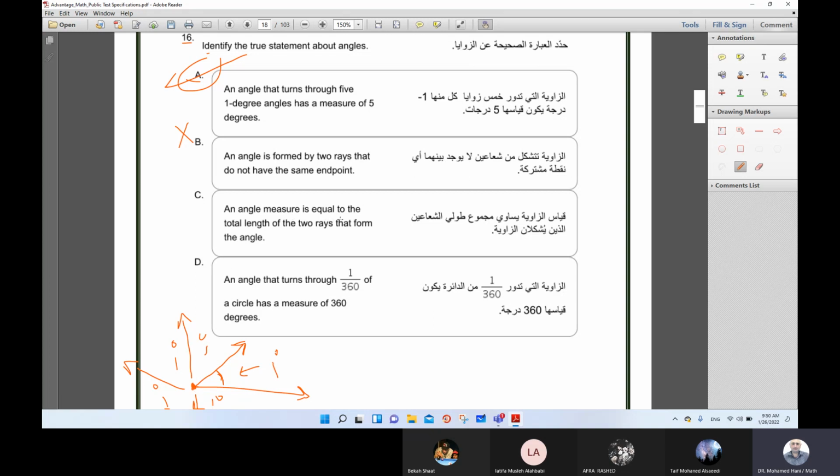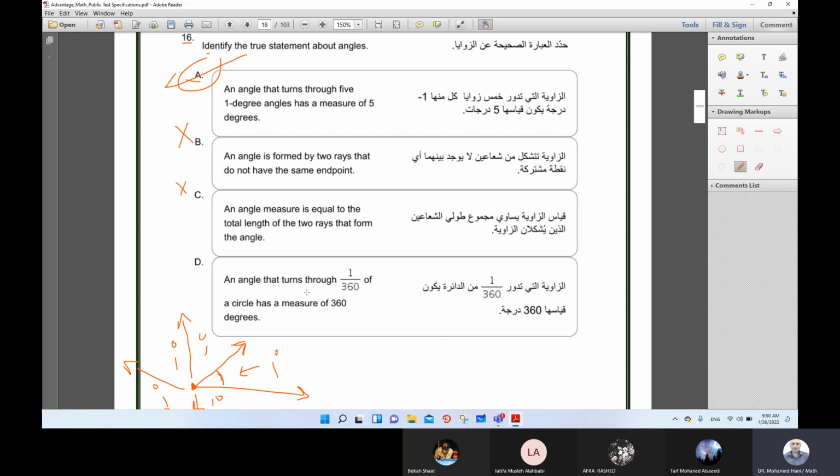An angle measure is equal to the total length of the two rays that form the angle. The measure of the angle is between this point and this point, not the total of the length. This is wrong.